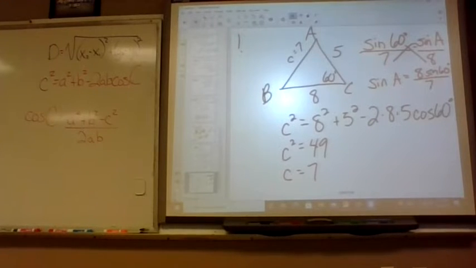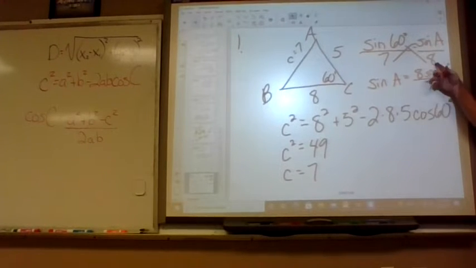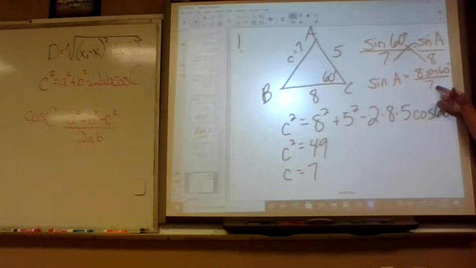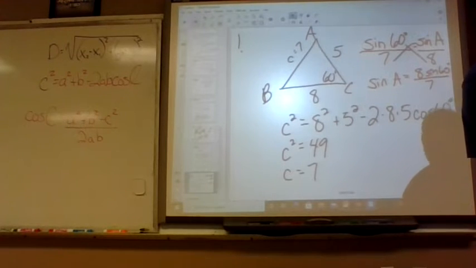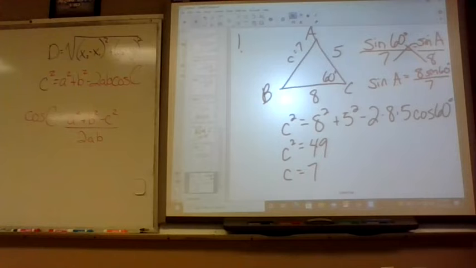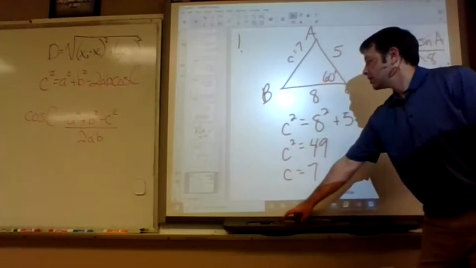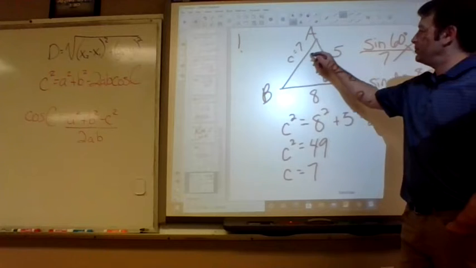You do sine inverse of all that stuff, 8, whatever. I got an answer. The directions say we're rounding to 1/10 of a degree. I got 81.8 and then I got 38.4. Okay, so A is 81.8.